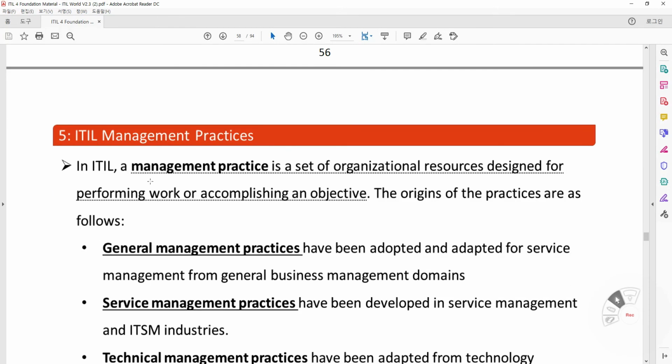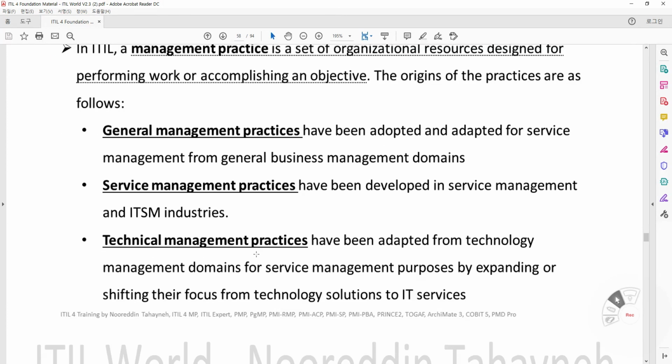In ITIL, a management practice is a set of organizational resources designed for performing work or accomplishing objectives. The origins of the practices are as follows. General management practices have been adopted and adapted for service management from general business management domains. Service management practices have been developed in service management and the ITSM industries. Technical management practices have been adapted from technology management domains for service management, by expanding or shifting their focus from technology solutions to IT services.